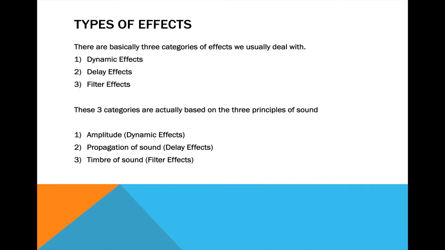There are basically three categories of effects we usually deal with. The first one is dynamic effects, the second is delay effects, and the third is filter effects. These three categories are based on three principles of sound. The first principle is amplitude, and our dynamic effects depend on the amplitude. Propagation of sound is the second principle, and our delay effects are based on it. The third principle is the timbre of sound, and our filter effects are based on this principle.